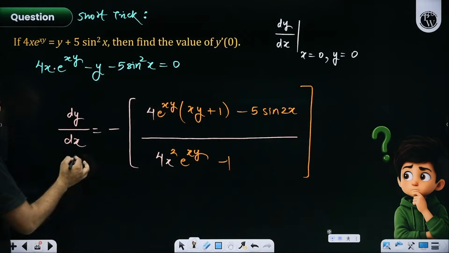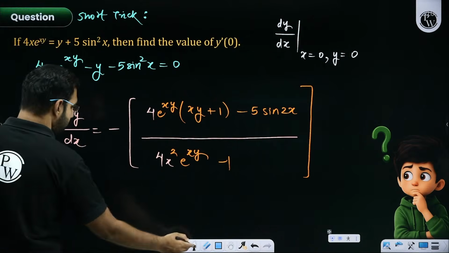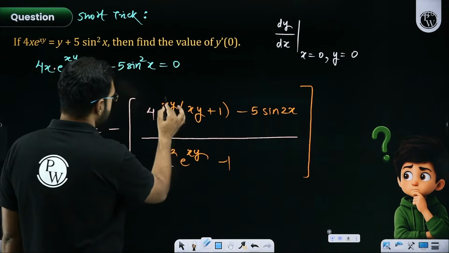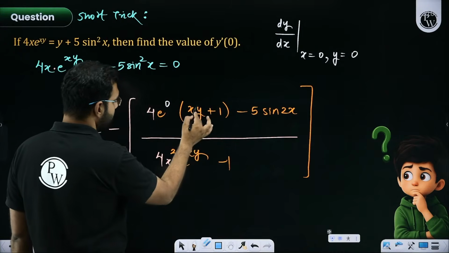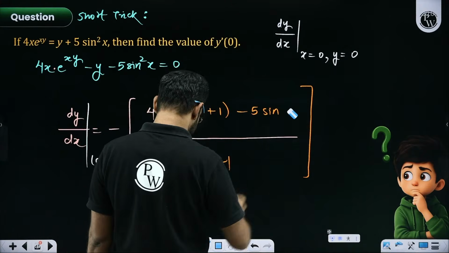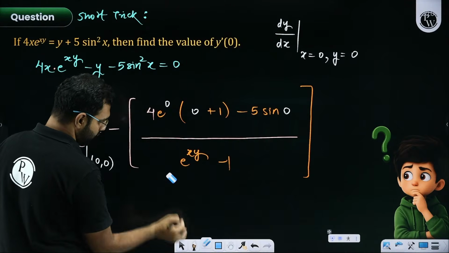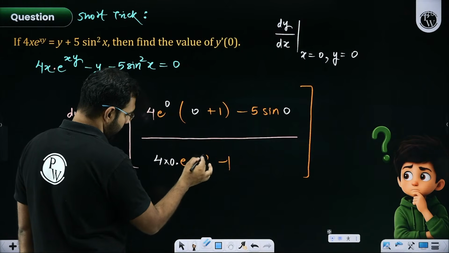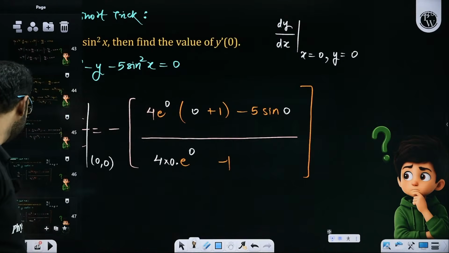So if I wish to know the value of dy by dx at 0, 0, all I need to do is this: xy becomes 0. So this is e to the power 0. This also becomes 0. So this is 0 plus 1. This also becomes 0. So this is sine 0. Correct me if I'm wrong. This also becomes 0. So this is 4 into 0. This also becomes 0 because 0, 0 you're putting here. So this my final answer would be. I just need to simplify it, yes or no.